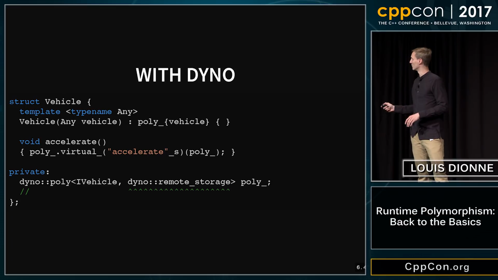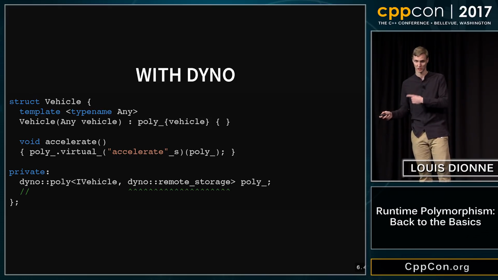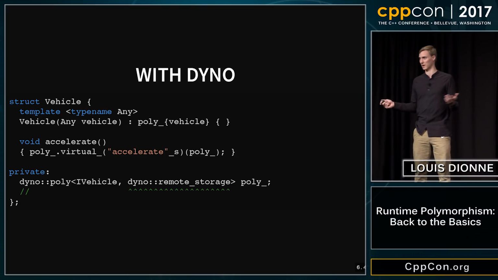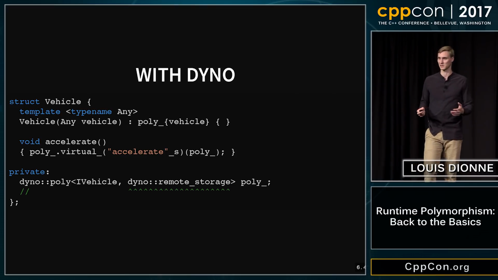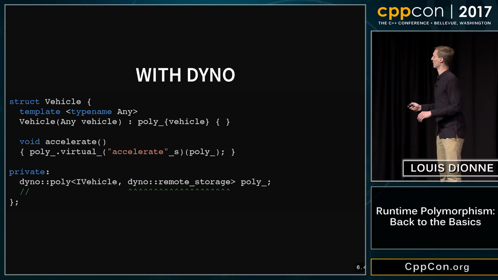Okay? And then when I want to dispatch my vehicle, when I call accelerate, it's going to reach into the v-table of the poly to the function that matches the accelerate string. And then it's going to call that on the poly. And now you're looking at me and you're like, are you crazy? You're replacing virtual functions by a map lookup or something? Well, if you don't know me, I'm a crazy metaprogrammer.